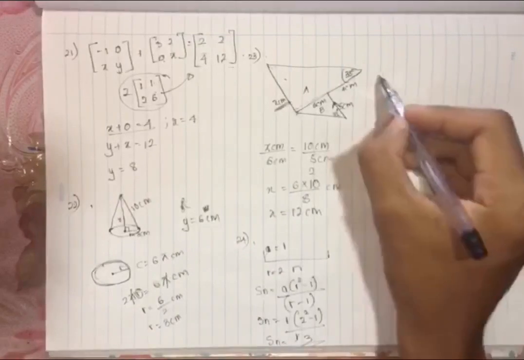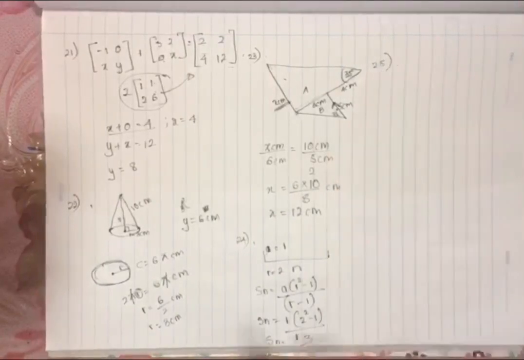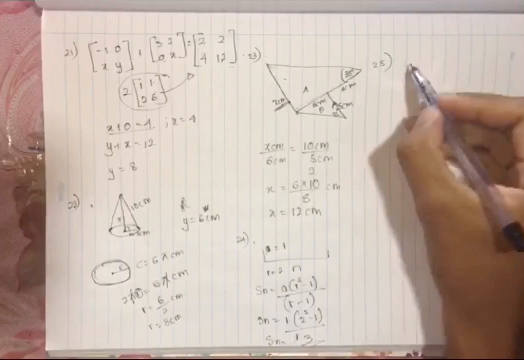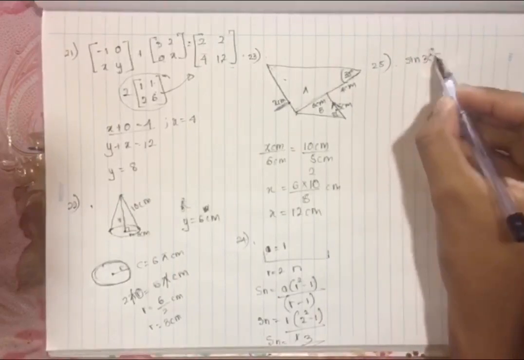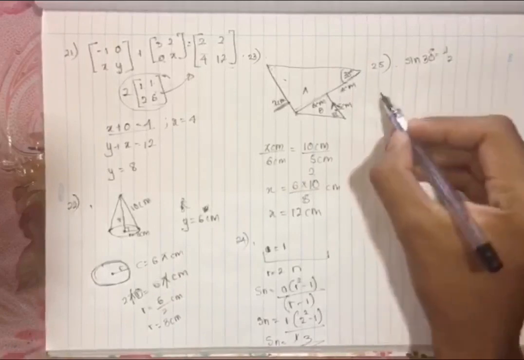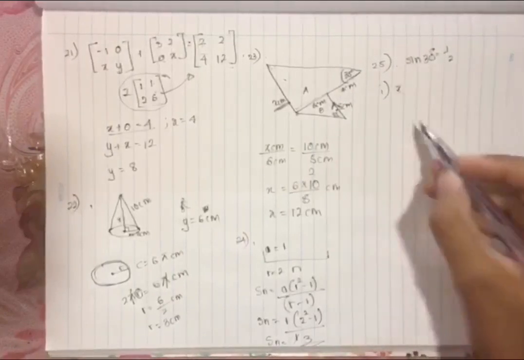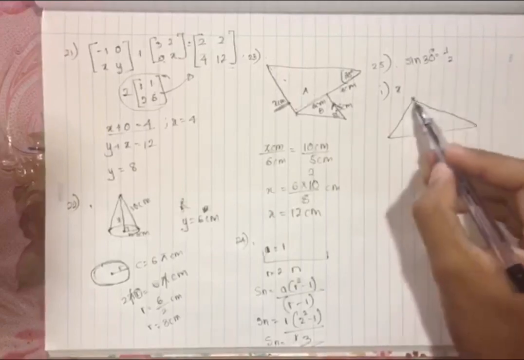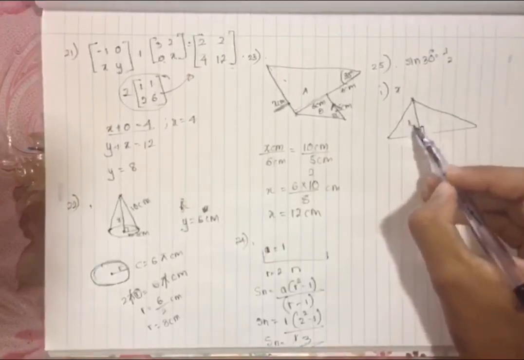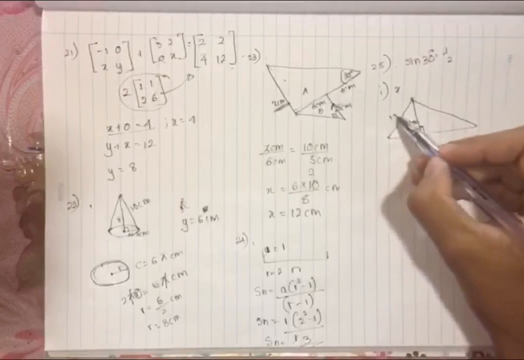Okay, and then let us move on to the 25th question. Here they have given you a small fact, that is sine 30 is equal to half. Using this you have to solve the rest. First you have to find the value of x. This is the diagram given. Let me draw the diagram first. Here you have x centimeters. This side you have 12 centimeters.